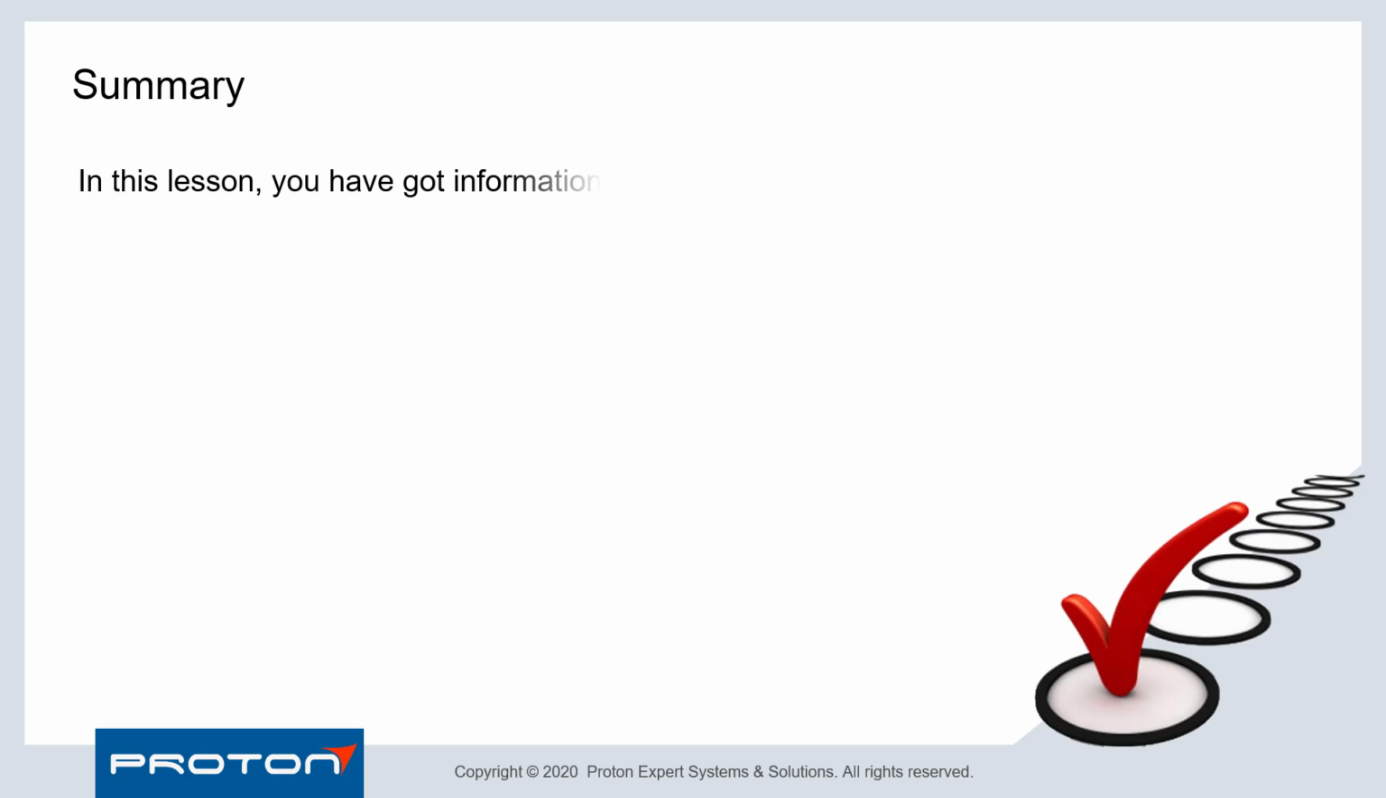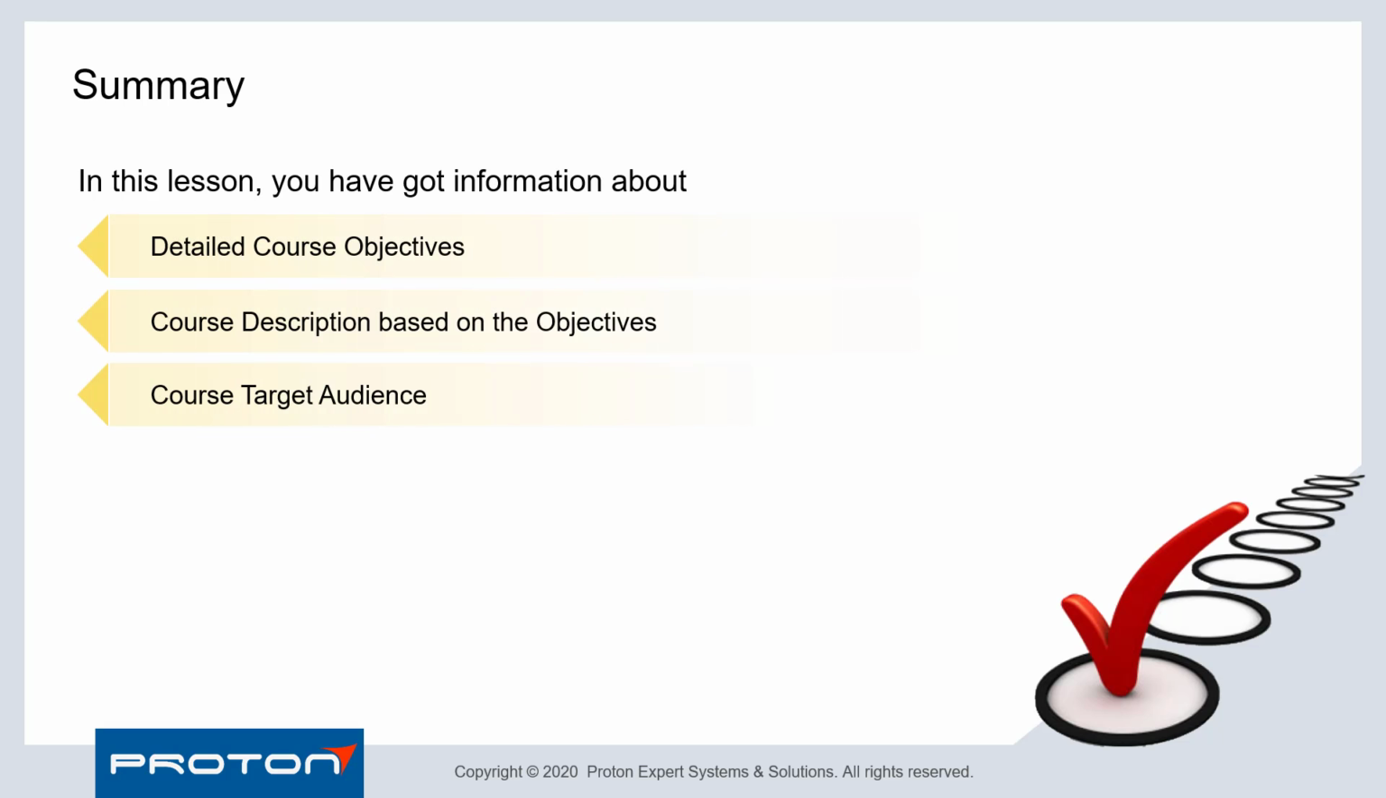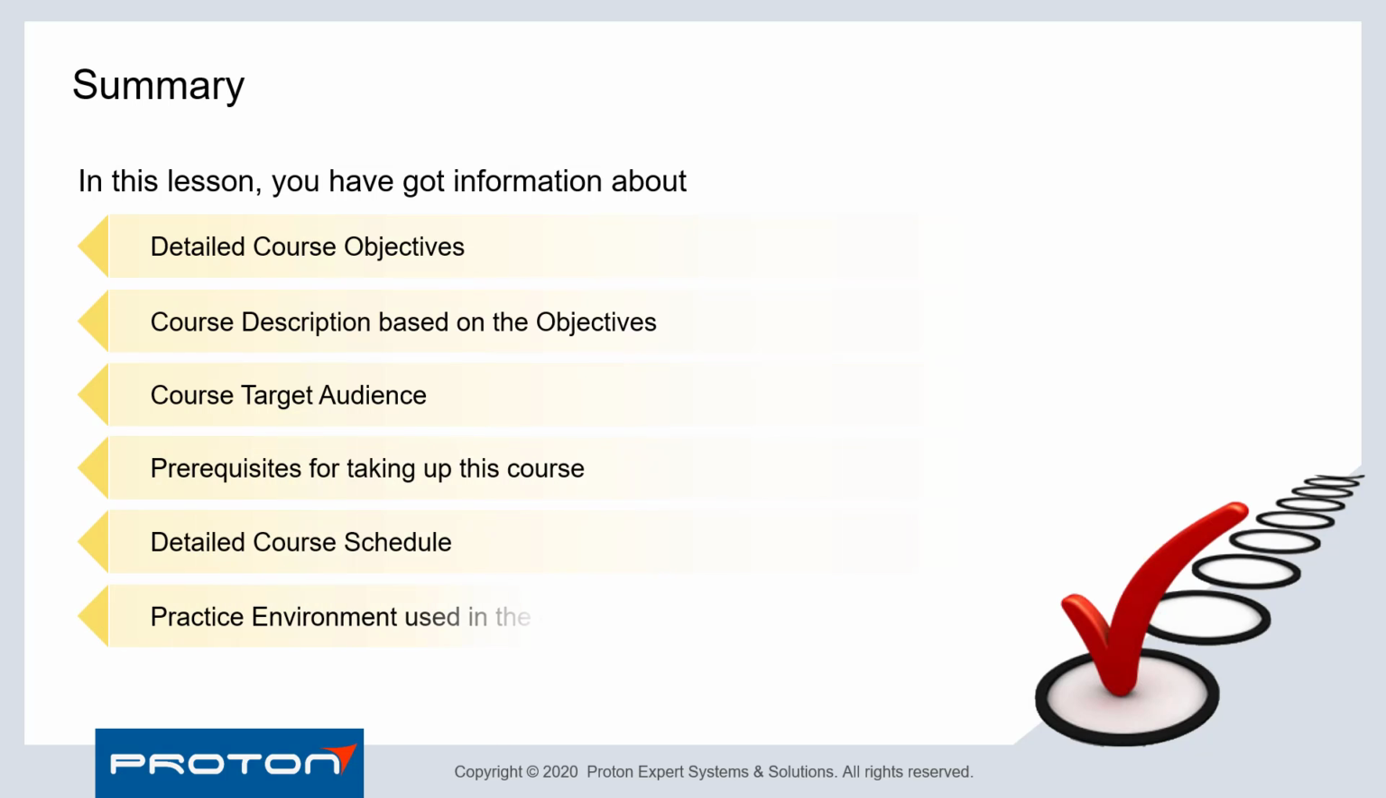Now, at the end of this lesson, let me summarize the information that you have got. That is, detailed course objectives, course description based on the objectives, course target audience, prerequisites for taking up this course, detailed course schedule, and practice environment used in the course to do the practice.